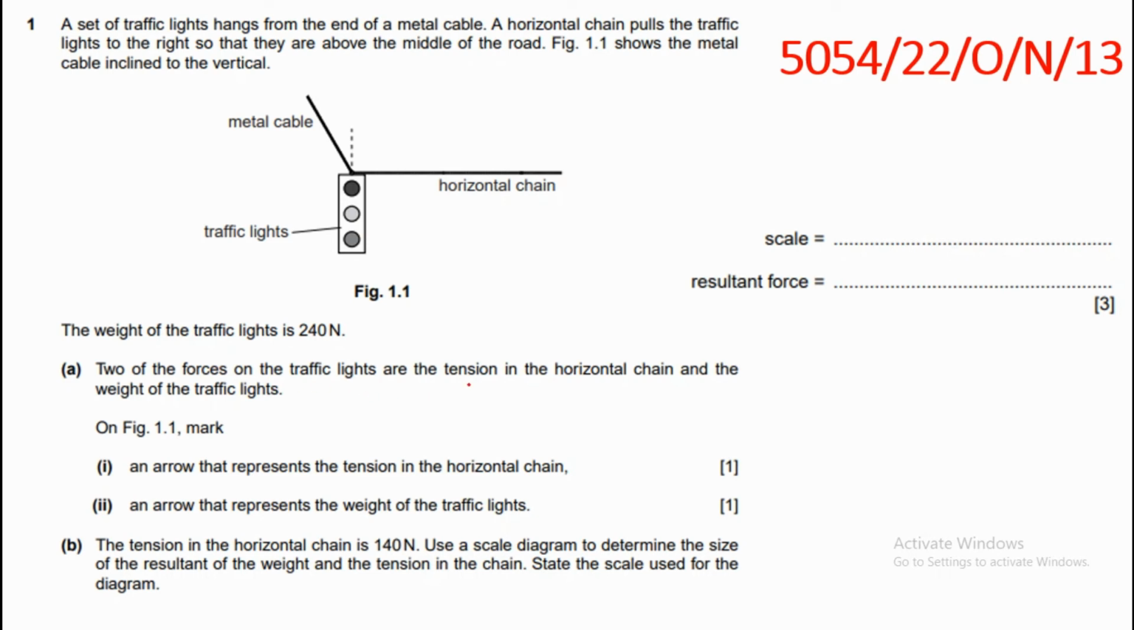Two of the forces on the traffic lights are the tension in the horizontal chain and the weight. On figure 1.1, mark an arrow that represents the tension in the horizontal chain. So just put an arrow here, and that's it. And you will get 1 mark. An arrow that represents the weight of the traffic lights. So here exactly from the center down, an arrow, and that shows the weight of the traffic light. So here is the weight, and here is the tension.